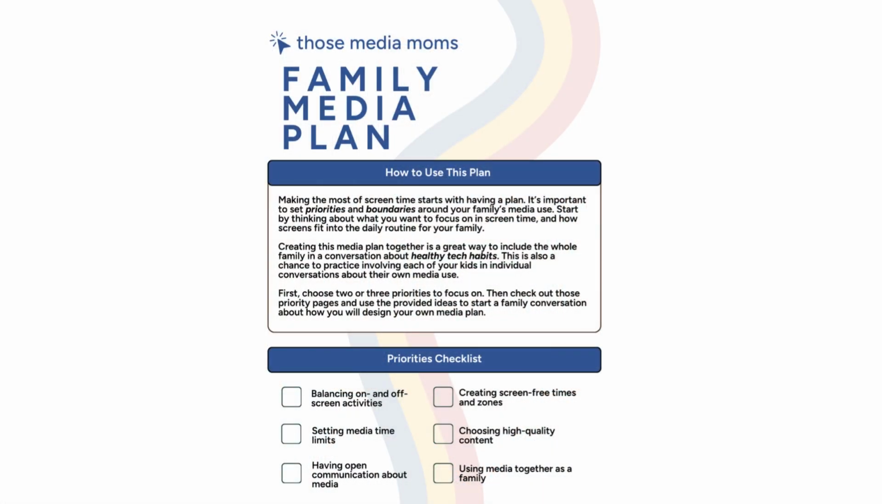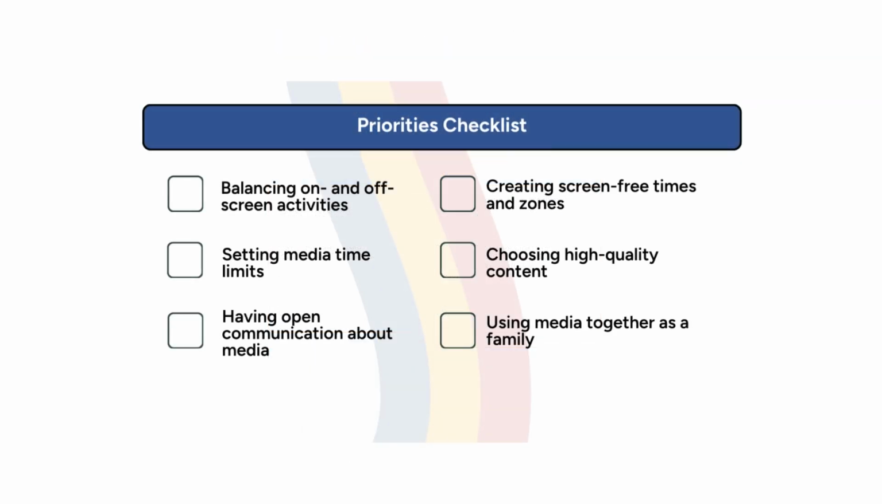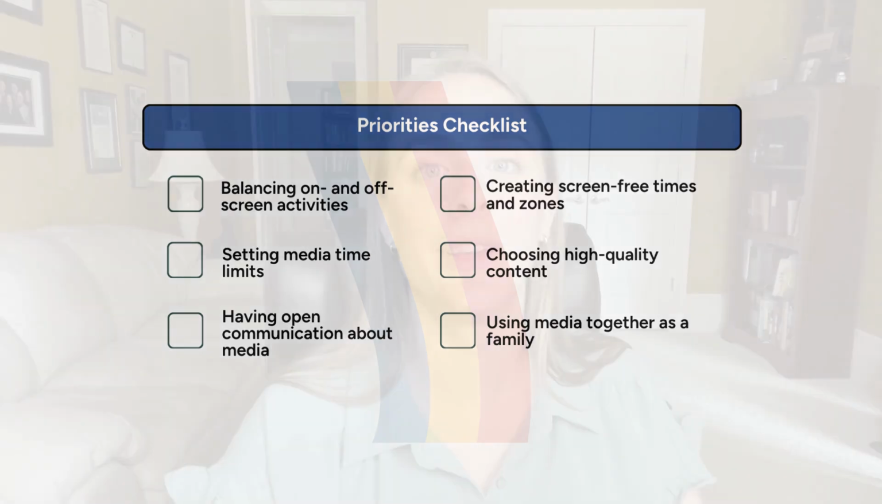Next, think about what matters most to you about your family's screen time. Let's look at the media plan and the options for different priorities. You can focus on balancing on and off screen activities, setting media time limits, having open communication about media, creating screen-free times and zones, choosing high-quality content, or using media together as a family. Start by choosing 2 priorities that matter most to you. You can always come back to this media plan and add more later.